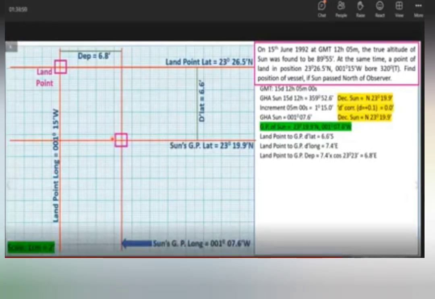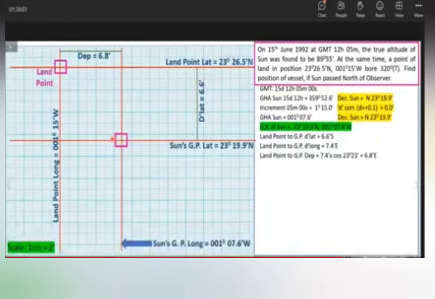So we have plotted both the reference positions, beta, the land point and the GP of the sun. Any doubt up to here, beta?